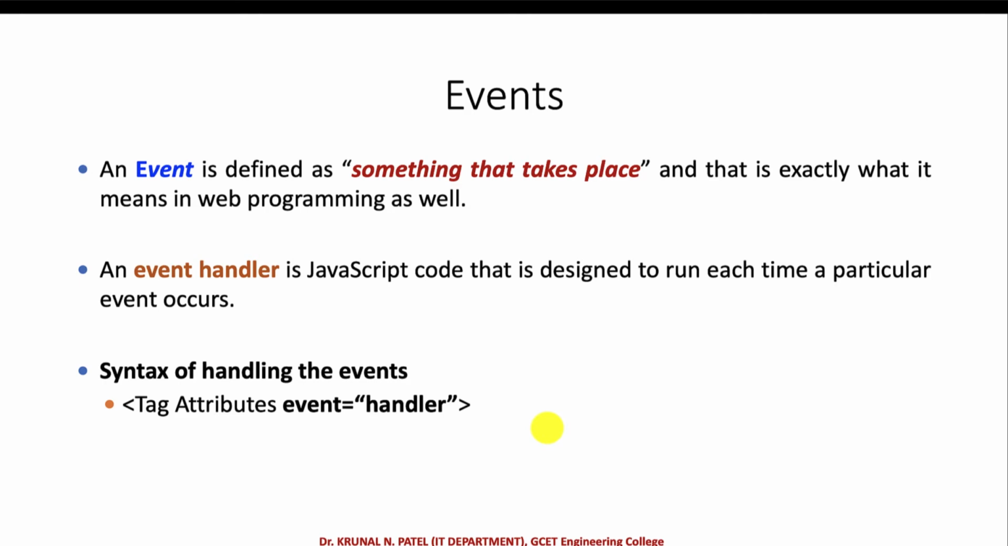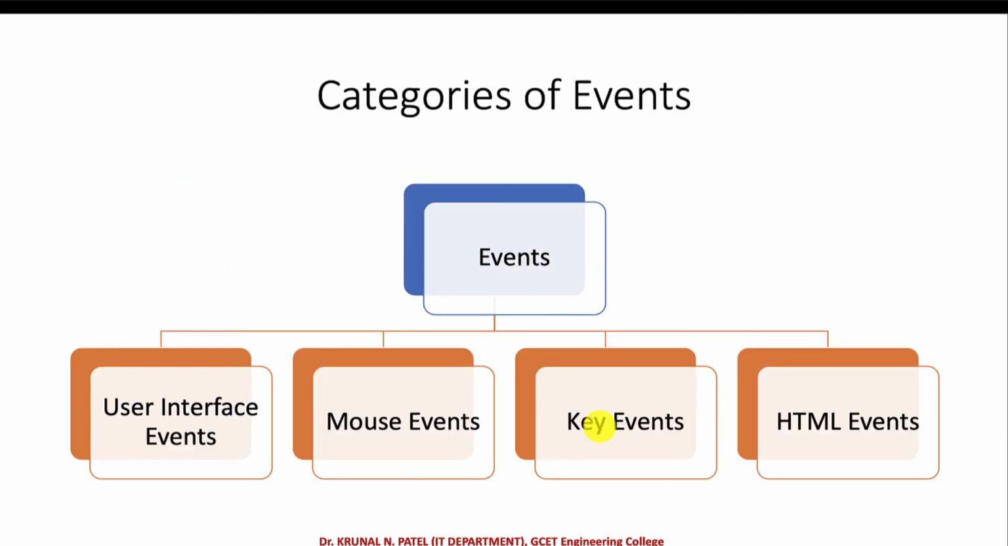So what is an event handler? An event handler is JavaScript code that is designed to run each time a particular event occurs. So whenever I click on a button, what action I need to take, that is known as the event handler. This is the general syntax, guys: a tag, attributes, and the event name equals whatever handler, whatever action you want to take, that is known as the handler, right?